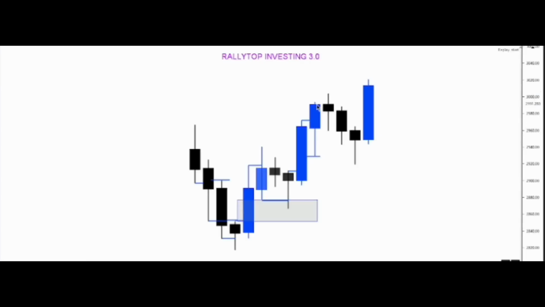And where is going to be your target? Your target is also going to be here. It's as simple as that, guys. Your target is going to be there, and as you can see, it achieved that target. But look now, the following day, look at this candle. The following day, are you still going to enter long?